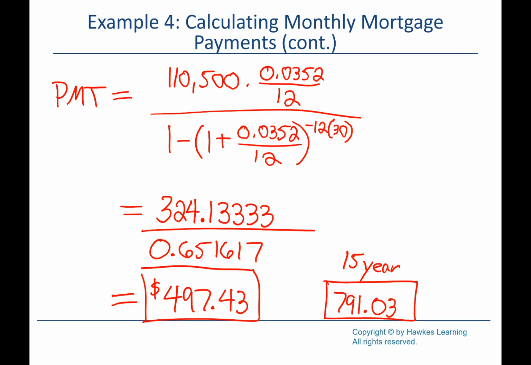So we'd end up paying about $142,000 on the 15, and we'd end up paying about $180,000 on the 30, total. So that's the difference there. All right, we'll figure it out.